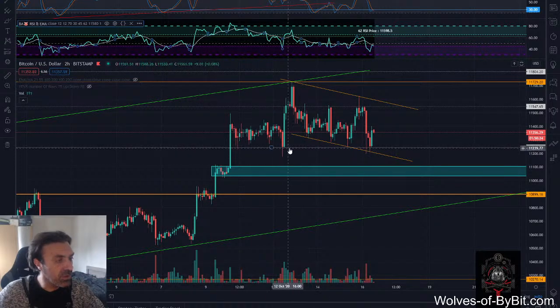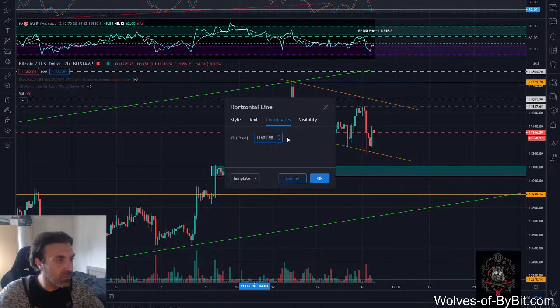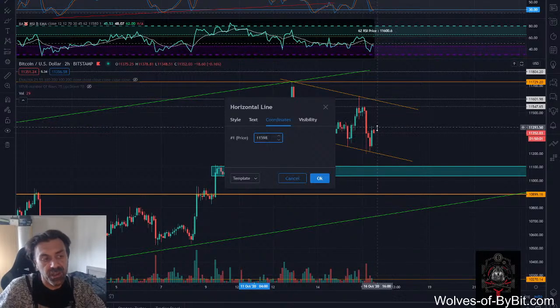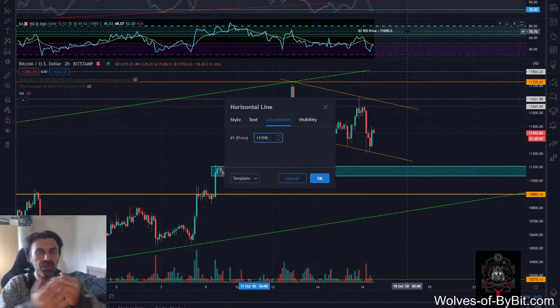So you know what I'm going to do? I'm going to grab this line, and we're going to go to 11,598. Oh, see, so look, as price is changing, you can see that the outcome for a 62 RSI also does change.